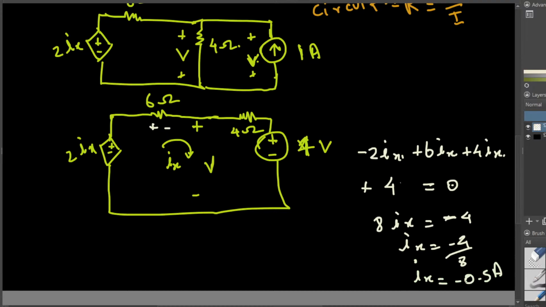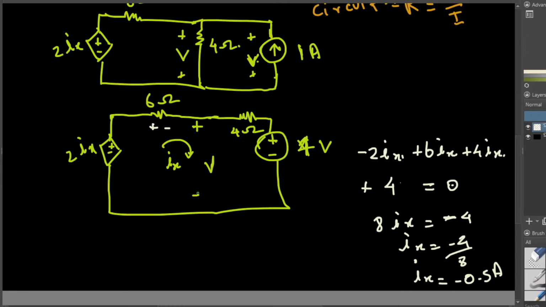That negative actually represents the current is flowing in the opposite direction. Our assumption is wrong. The current is flowing in the counterclockwise direction. That's all this negative represents. Now what we want to do is we want to find out the V value, the voltage, then only we can find the resistance.